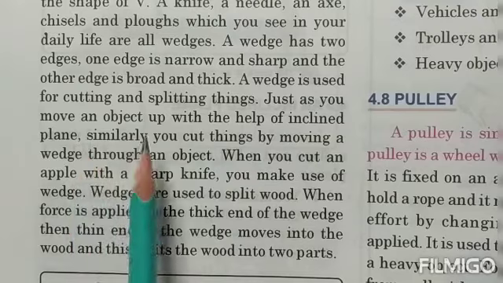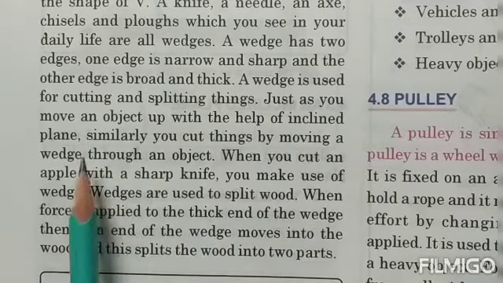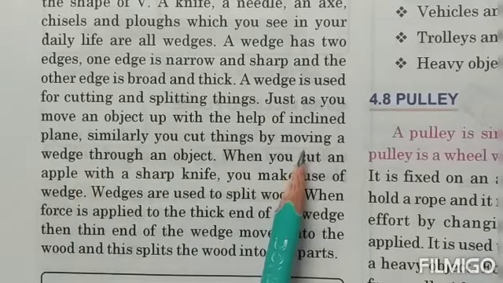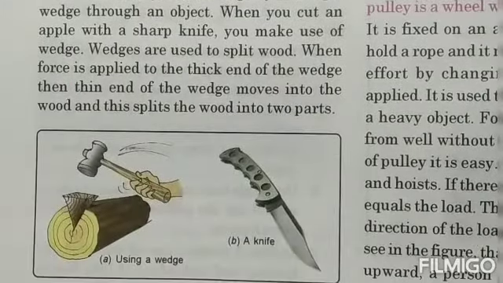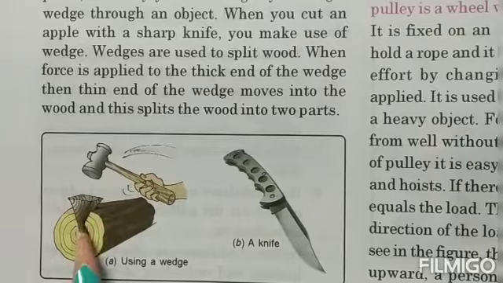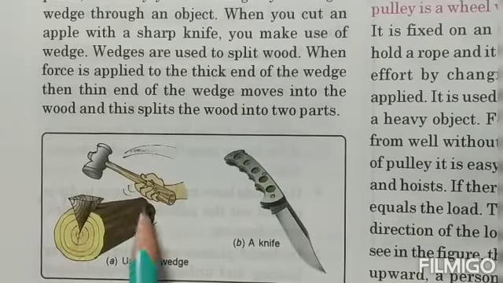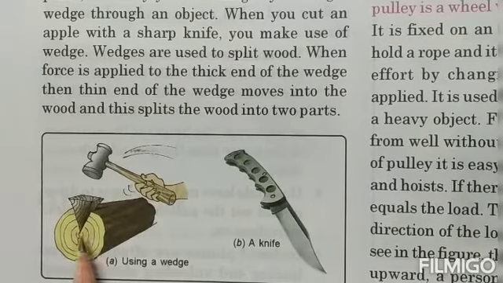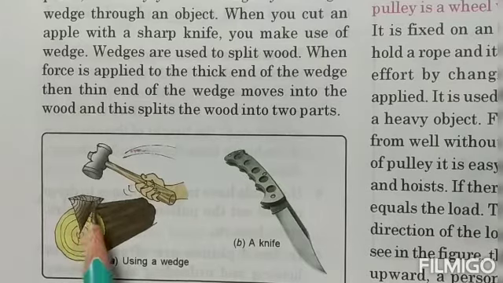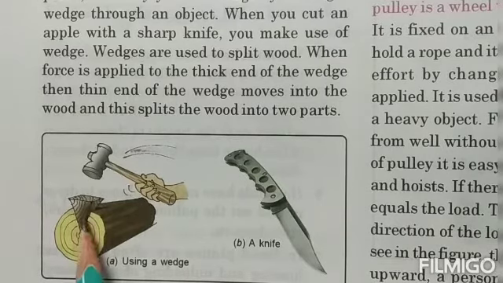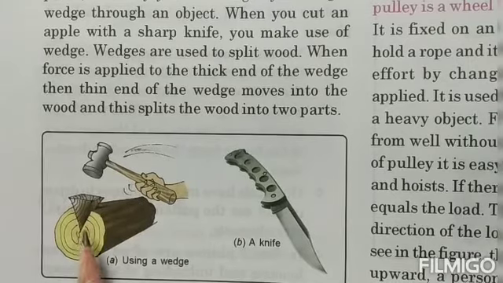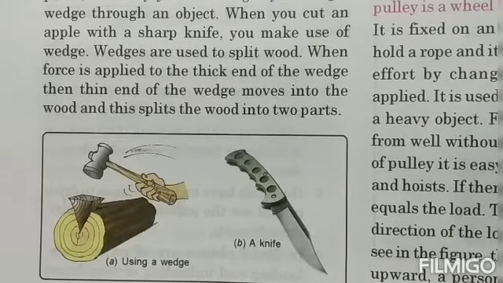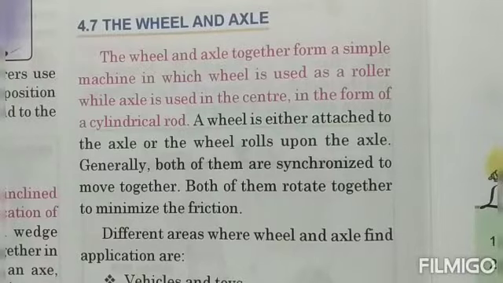Just as you move an object up with the help of inclined plane, similarly you can cut the things by moving a wedge through an object. Now look at this, children. This thing is known as a wedge. It is used for splitting a log of wood. First a small crack is made over there, a wedge is fit, and when they hammer it, the crack keeps on deepening and then the logs can be split easily with the help of this wedge.